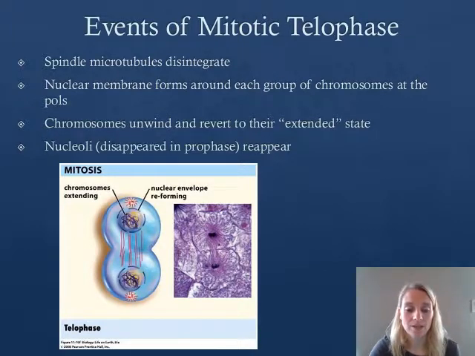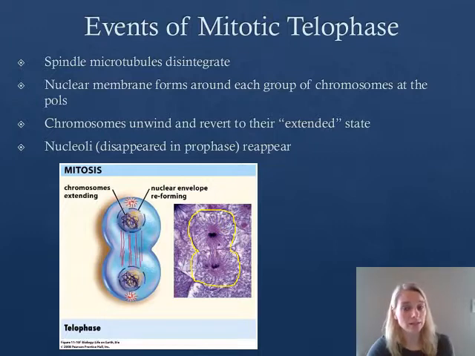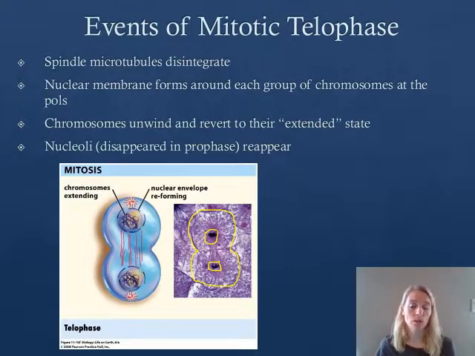So again, here is our outline of our animal cell. It's still considered one cell. It has not completely split. This is still telophase. This is where our new nuclear envelope is going to start forming around our newly divided chromosomes. So that is our telophase.